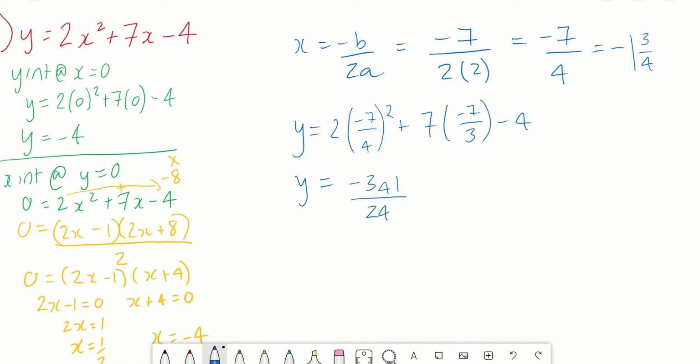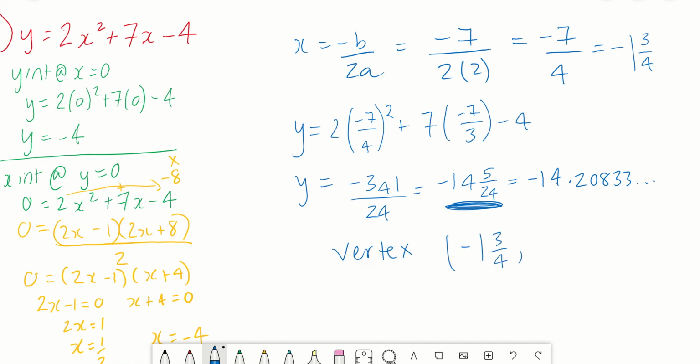-341 on 24, which is equal to -14 and 2/3, or -14 and 5 on 24, or if you did a decimal, -14.20833. Any of those answers are perfectly fine. Preferably I like the middle one because it tells me roughly where I'm at without having to round, which tells me my vertex is (-1 and 3 on 4, -14 and 5 on 24).